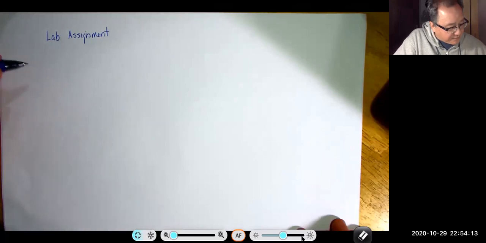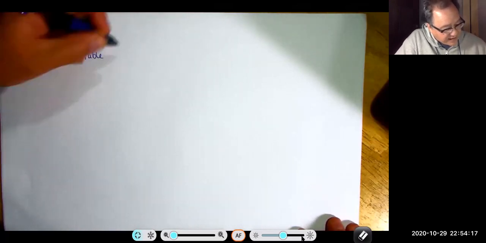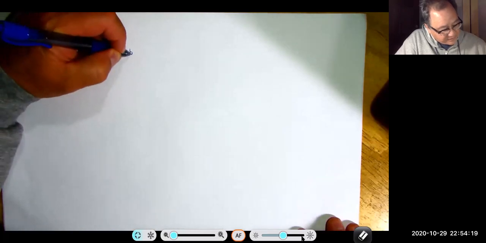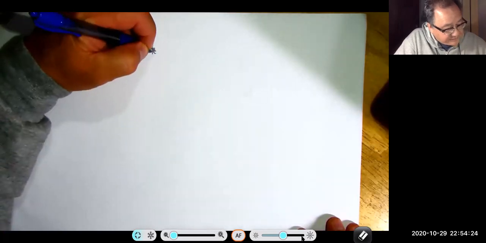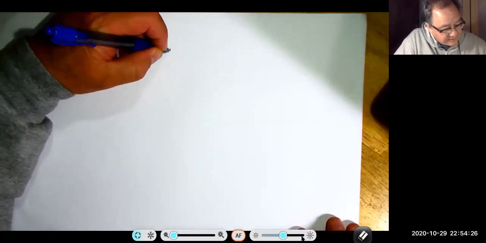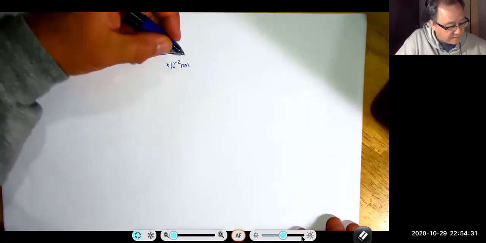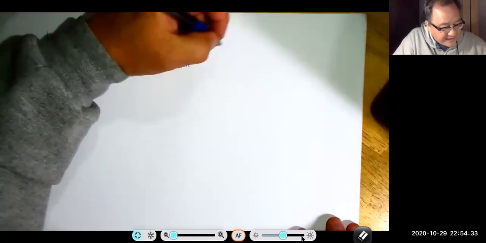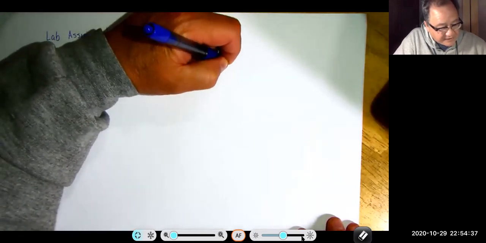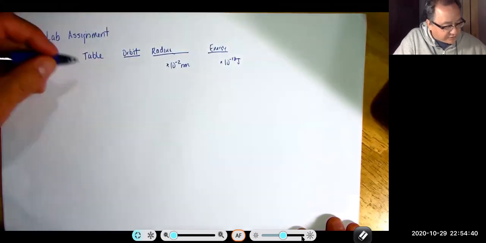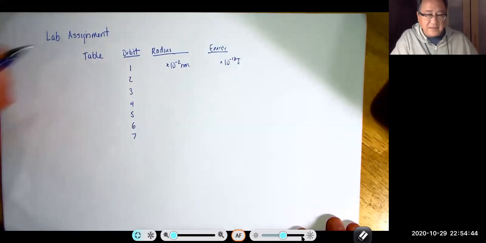Okay, for the lab assignment, what I would like to see is the table where you have the orbit. So that's the quantum number, the radius times 10 to the minus 2 nanometers, if I remember right. I'd like to see the energy, which is going to be times 10 to the minus 18 joules. And I'd like to see this for 1, 2, 3, 4, 5, 6, 7. I'd like to see that.